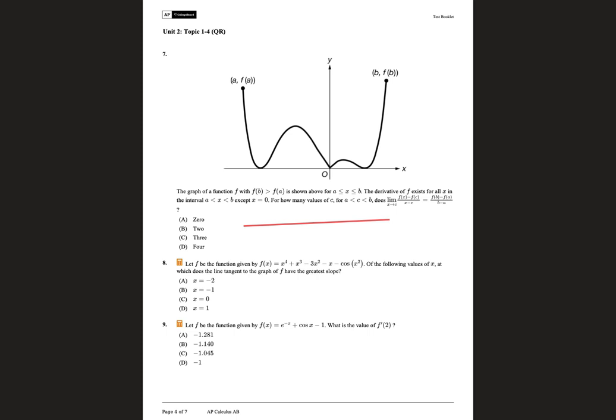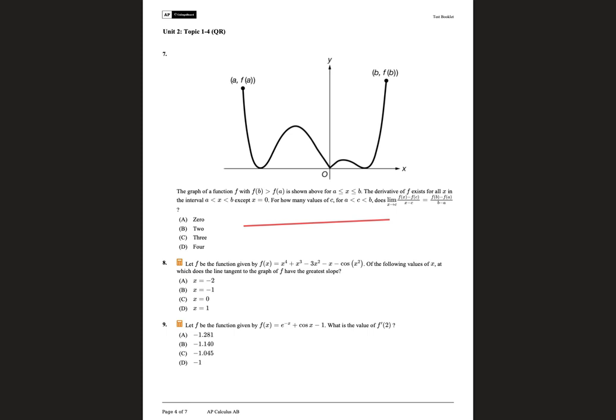Okay, number 7, they say the graph of a function f where f of b is greater than f of a. They're just saying this point is above this point. This y value of this point is above the y value of this other point. As shown above for x between a and b, the derivative of f exists for all x in the interval from a to b, except at the endpoints, and except at 0. So 0 is a cusp, so not differentiable at 0.